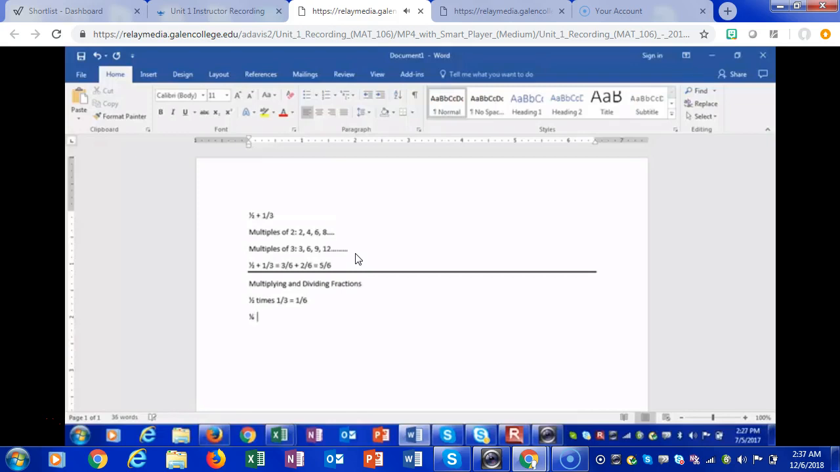Let's keep going. 1/4 times 2/6. Same concept. Multiply the numerator and then multiply the denominator. 1 times 2 is 2. 4 times 6 is 24. And what can you reduce 2 over 24 by? If you divide by 2 over 2, 2 divided by 2 is just 1. 24 divided by 2 is just 12.